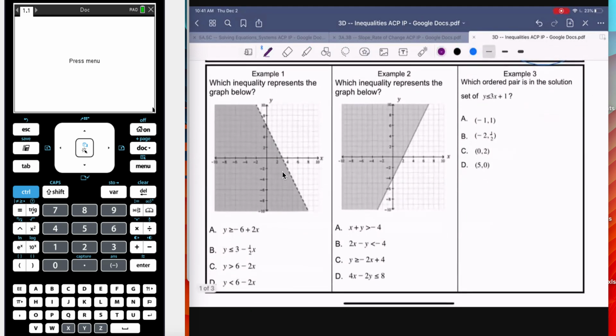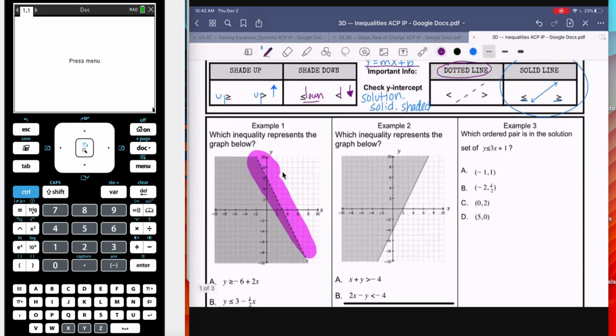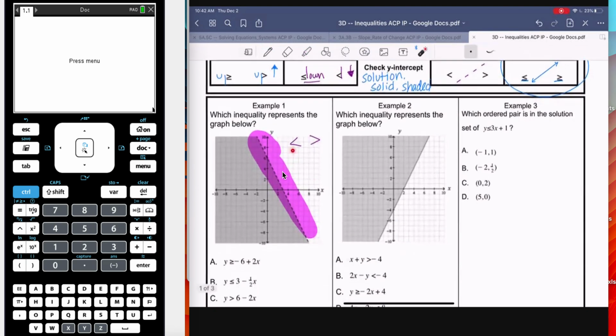It says, which inequality represents the graph below? So we're looking to see which of these equations is the same as the graph. What I like to start with when I'm looking at these is what kind of line do I have. And this line, if I look back up at my notes, is a dotted line. It's broken or dotted, which means that the sign is going to be this or this. There's not going to be a line underneath it because the line is dotted.